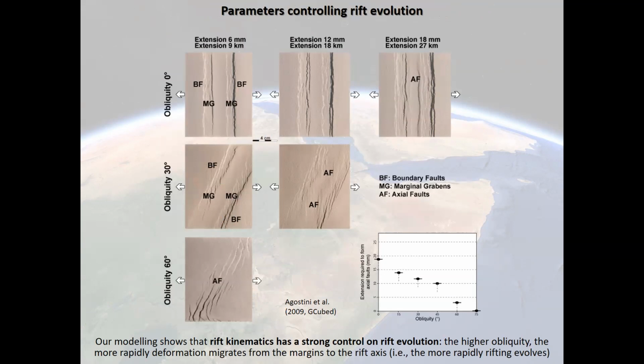rift kinematics has a strong control on the evolution of rift, in a sense that the higher the obliquity, the more rapidly the deformation migrates from the margins of the rift to the axis of the rift. So this means that the higher the obliquity, the more rapidly rifting evolves.